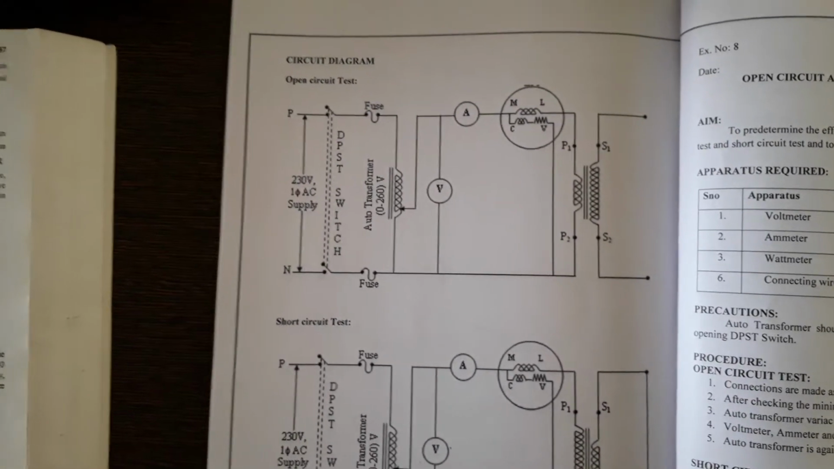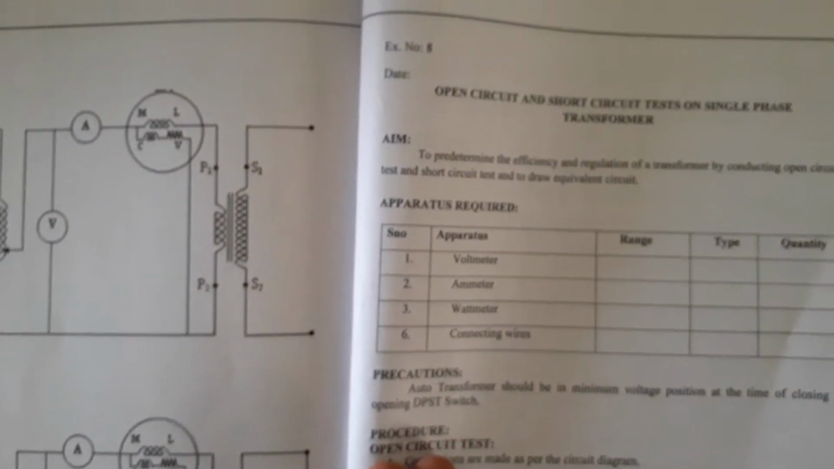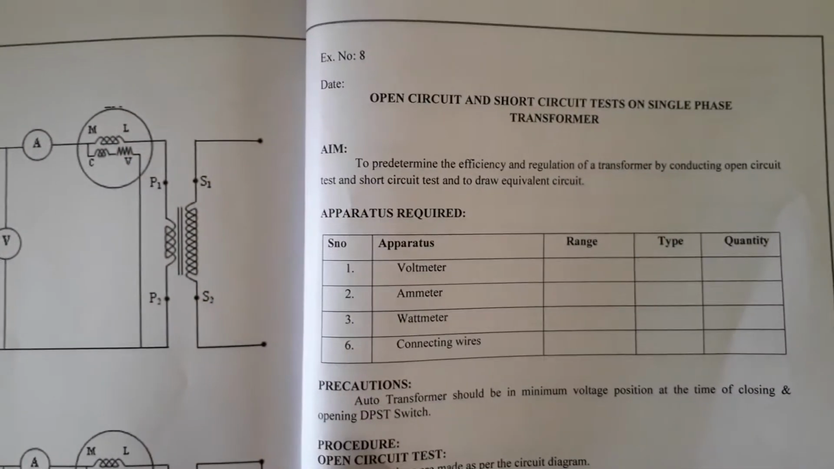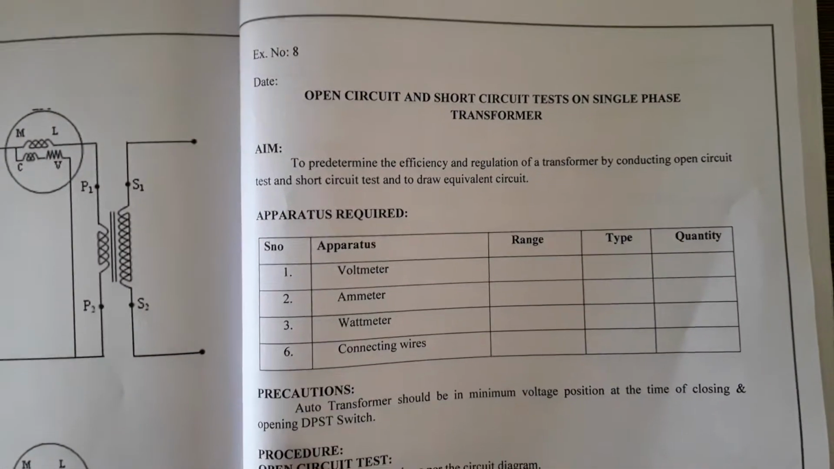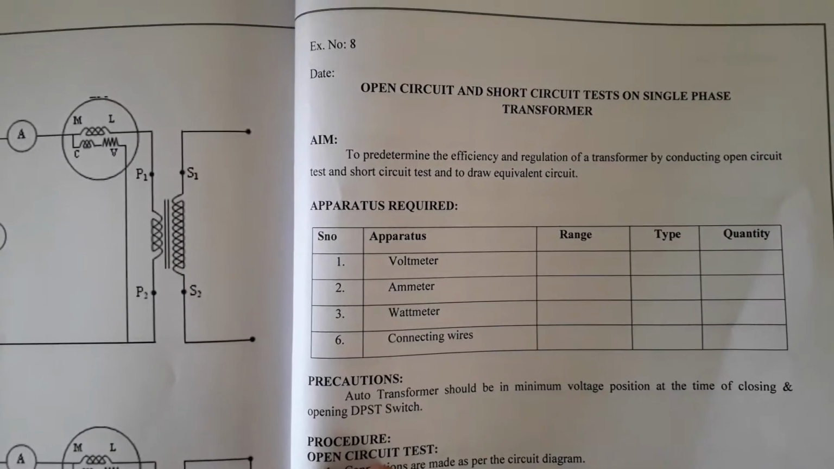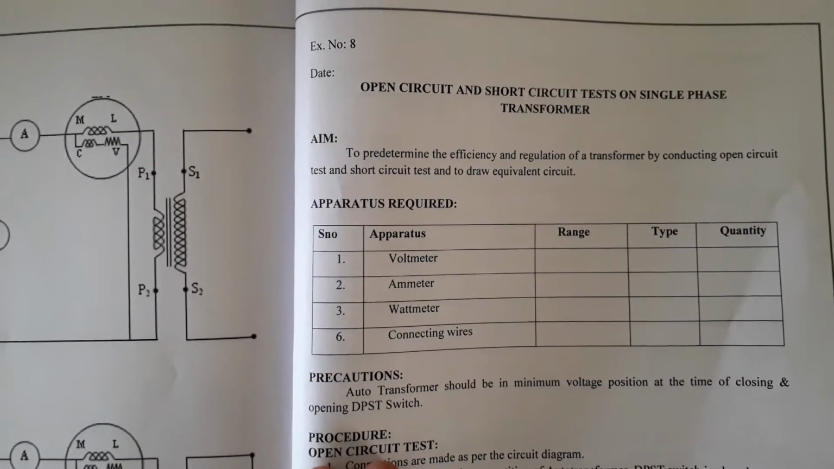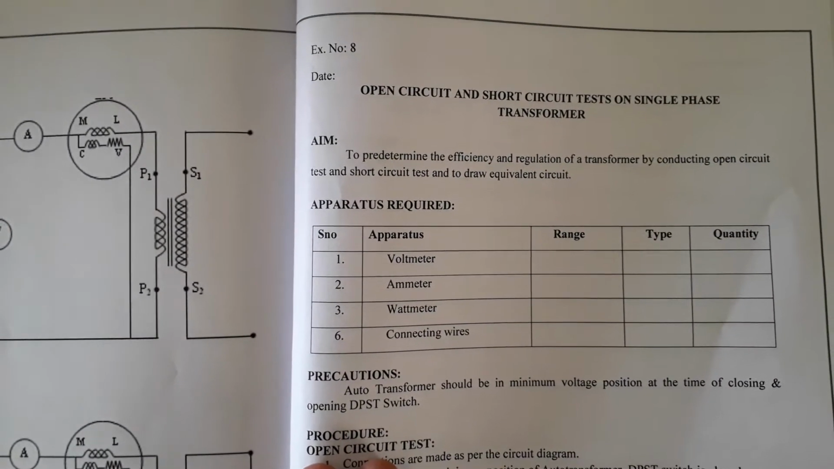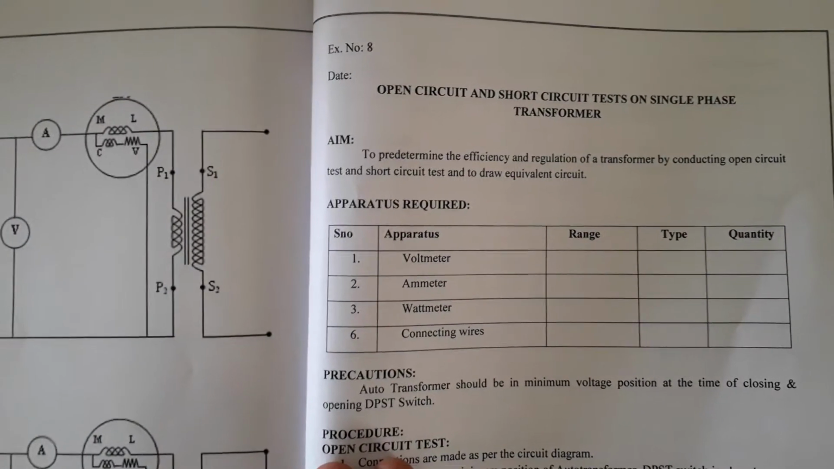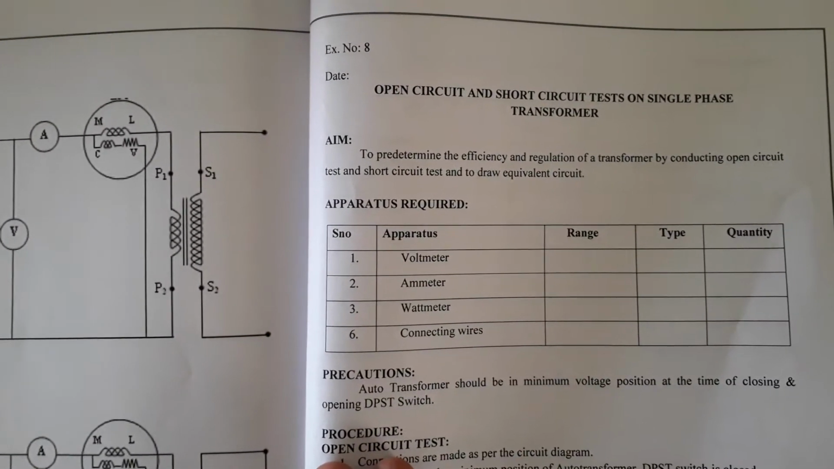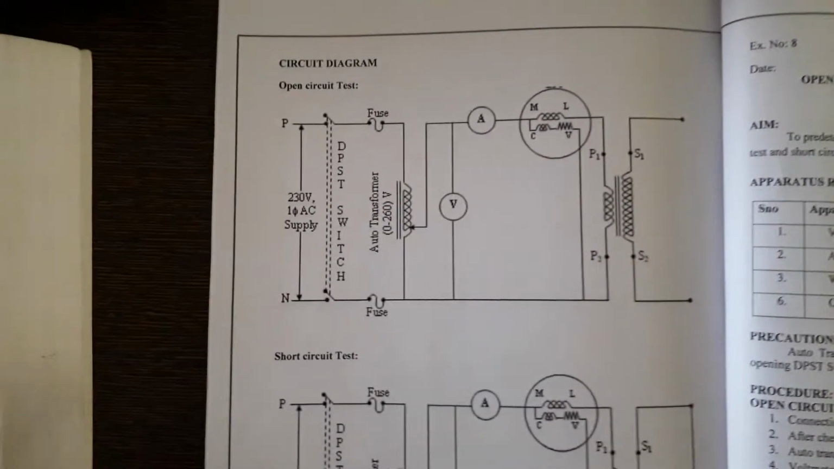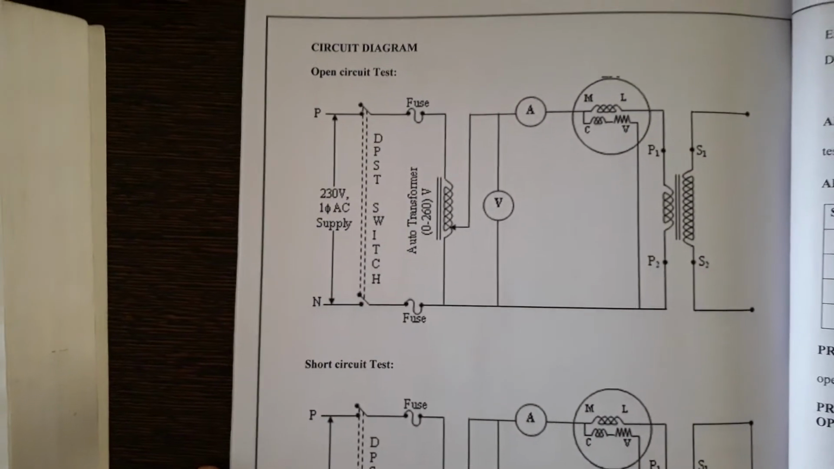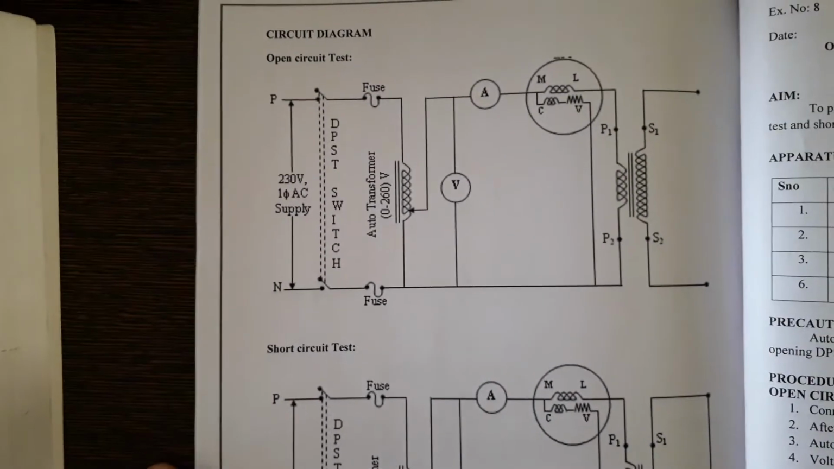Here we are not actually loading the transformer. Here we are going to predetermine, that is our aim. So to predetermine the efficiency and regulation of a transformer by conducting open circuit test and short circuit test, and also to draw the equivalent circuit. The equivalent circuit can be drawn referring to the primary and also referring to the secondary. Now let us see the circuit diagram of open circuit test and short circuit test.